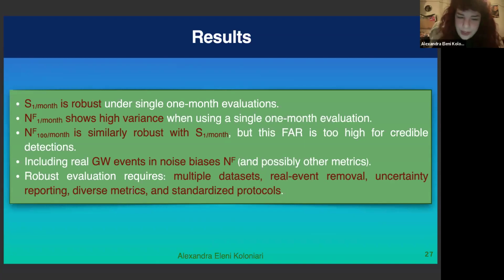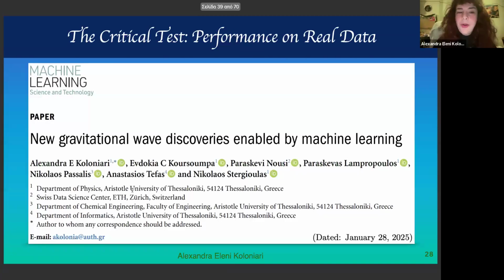So, if we want to achieve robust evaluation, that would require us to use multiple datasets, real event removal, uncertainty reporting, diverse metrics, and it will also be good for the community to use standardized protocols in order to make fair comparisons and evaluations.